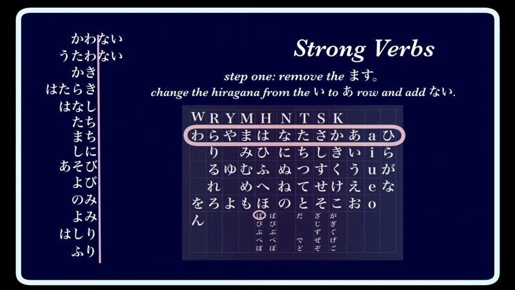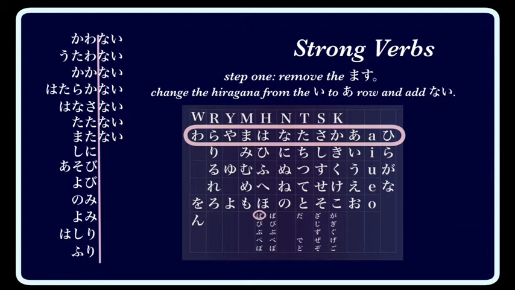And we do the same thing for the verb to sing, utaimasu. The I goes to wa, utawanai. The rest are easy. Kakimasu, kakanai. Hatarakimasu, hatarakanai. Hanashi goes to hanasanai. Tachi goes to tatanai. Machi to matanai.